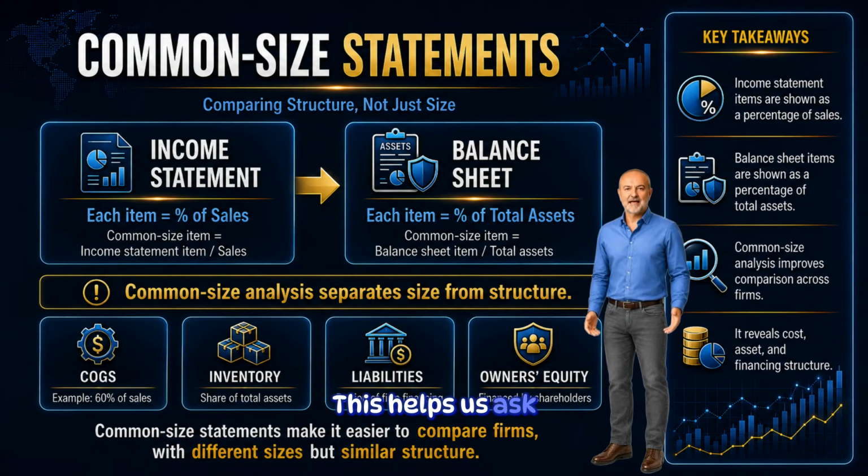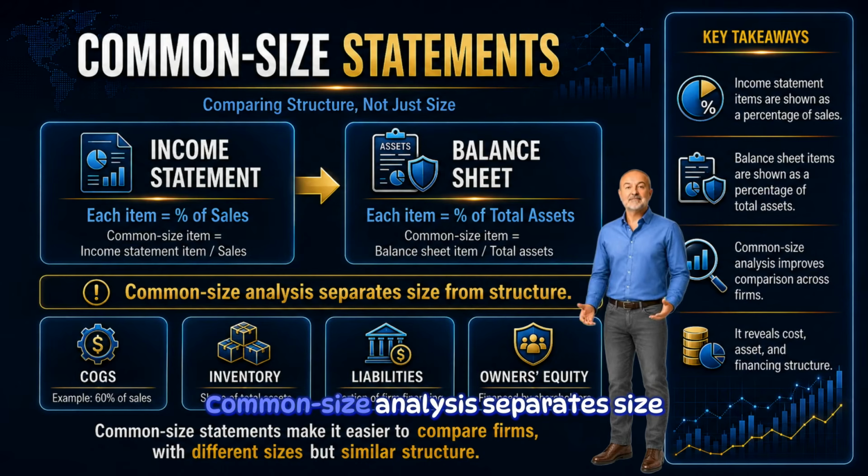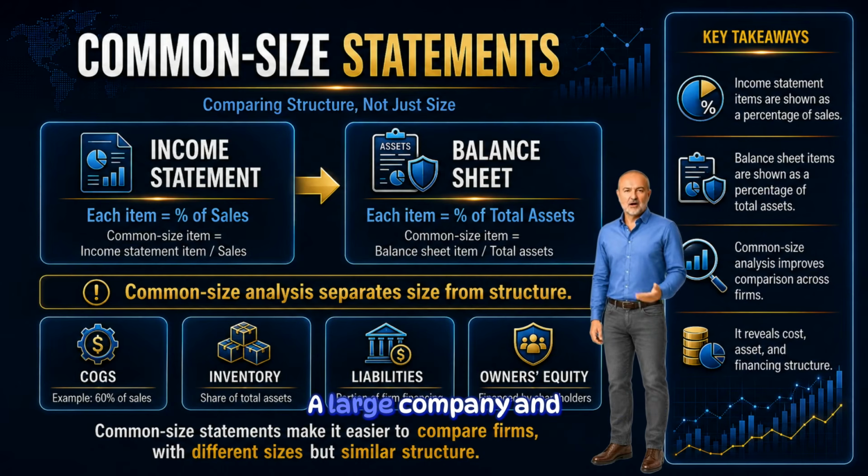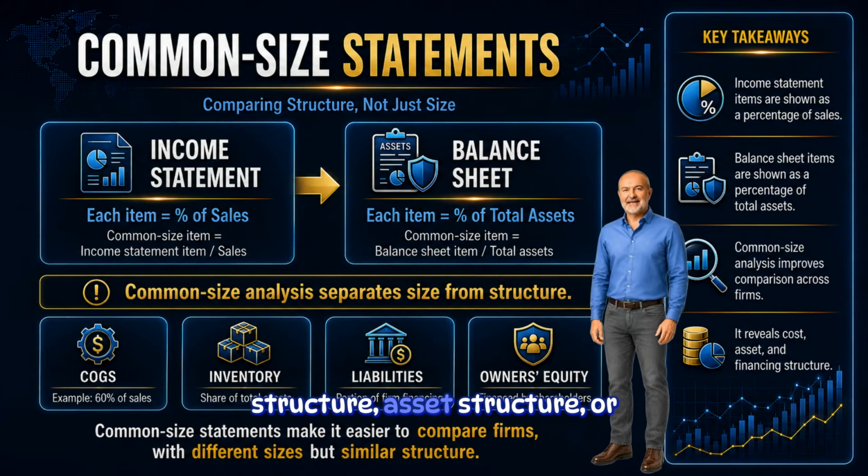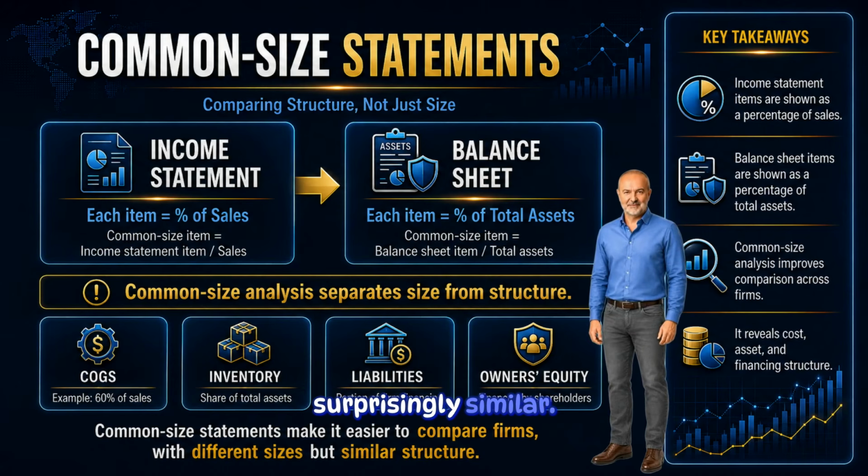This helps us ask useful questions. What percentage of assets is tied up in inventory? How much is in receivables? How much of the firm is financed by liabilities? How much is financed by owner's equity? Common size analysis separates size from structure. A large company and a small company may have very different dollar amounts, but their cost structure, asset structure, or financing structure may be surprisingly similar.